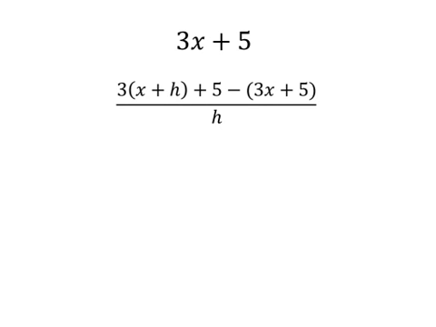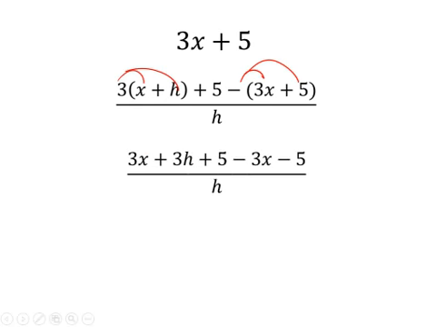Now we distribute this 3, and we distribute this negative, and we end up with 3x plus 3h plus 5 minus 3x minus 5. Again you notice that the original function disappears, and we're left with just 3h over h, which reduces to 3. Now, quick question.